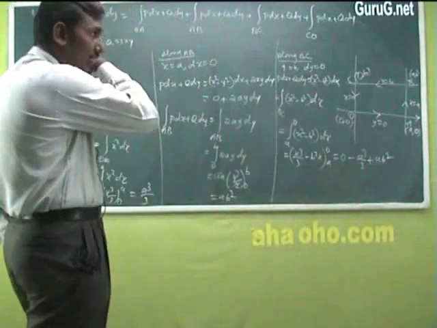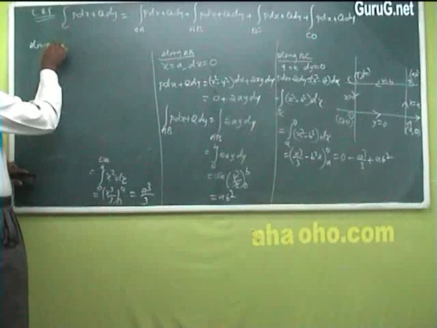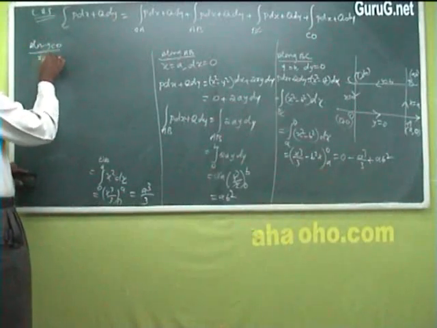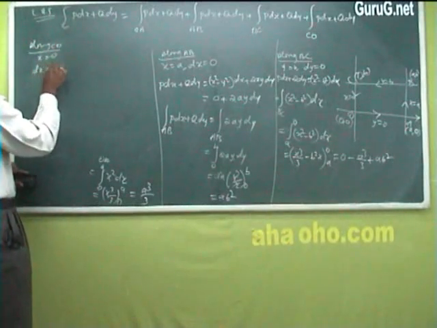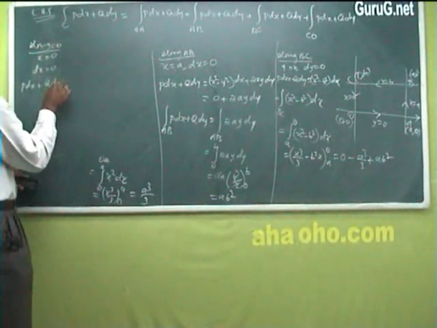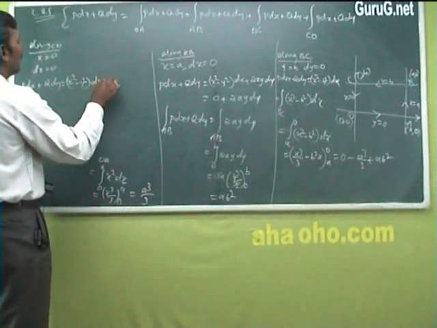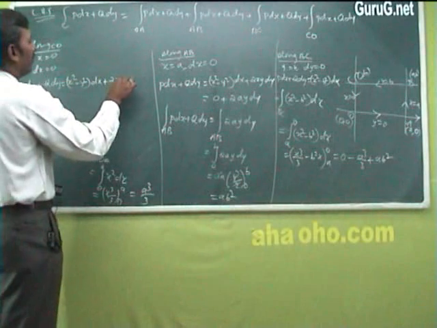And then the last one, CO. Along CO, x equal to 0, so dx equal to 0. So p dx plus q dy equals x squared minus y squared into dx plus 2xy into dy.